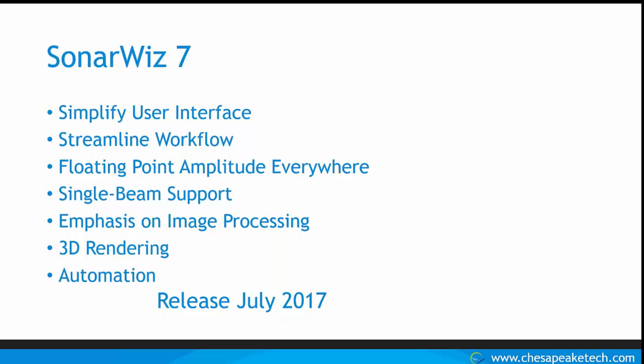Our main focus has been to simplify the user interface, to streamline workflows. We've switched to floating point everywhere. So floating point amplitude is now used for all data types, and that's a really big change. In fact, it was the floating point change to our sub-bottom side scan that caused us to change the version number, because these changes are incompatible with SonarWiz 6, and I'll come back to that.